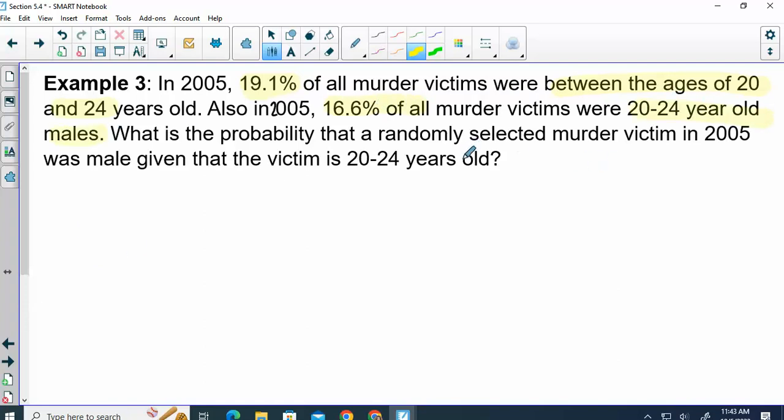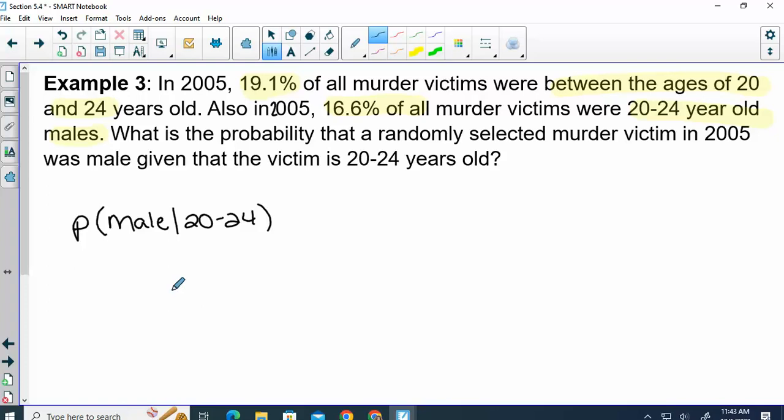What's the probability that a randomly selected murder victim in 2005 was a male, given that the victim was 20 to 24? So I'm trying to find the probability of a male, given I already know they were 20 to 24 years old. And this is where your formula sheet comes in so handy, because I'm going to let you have it on every test or quiz.